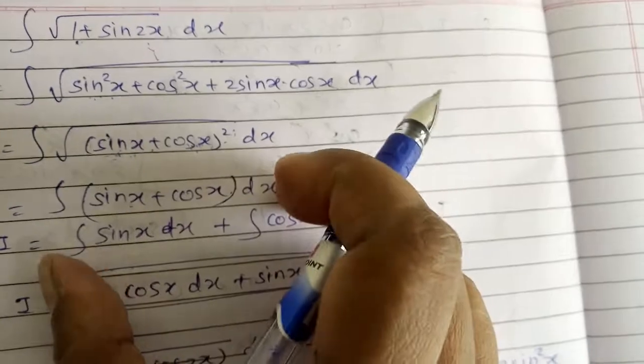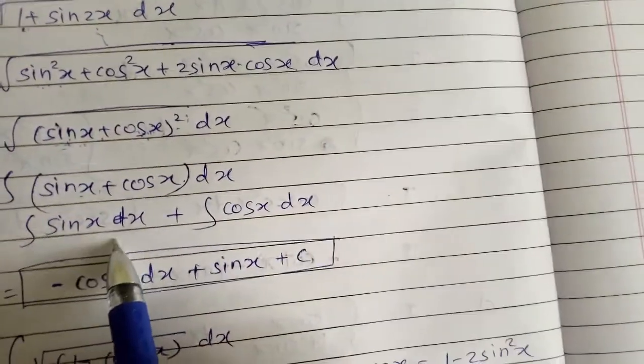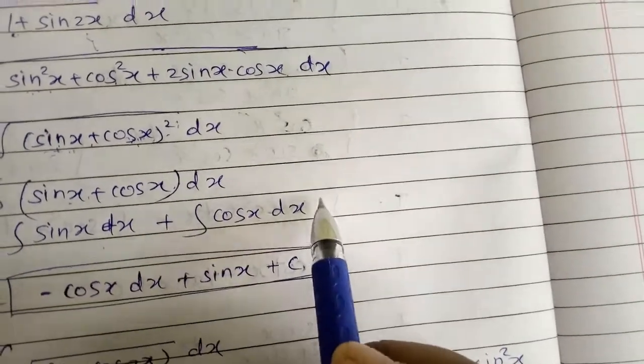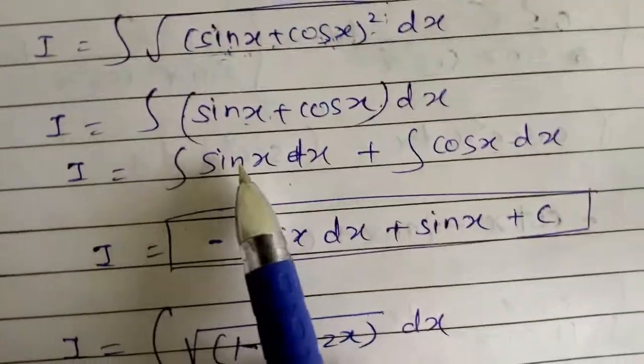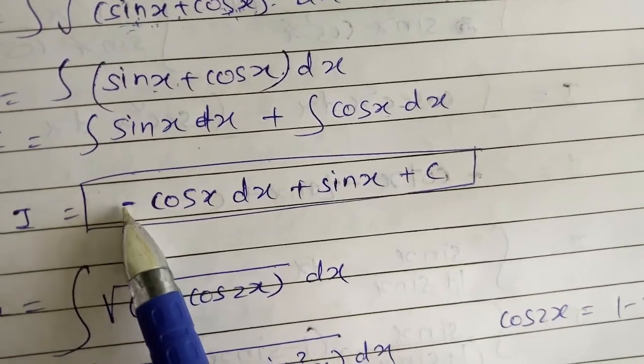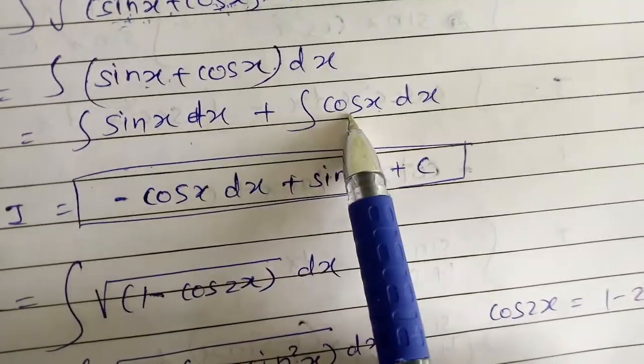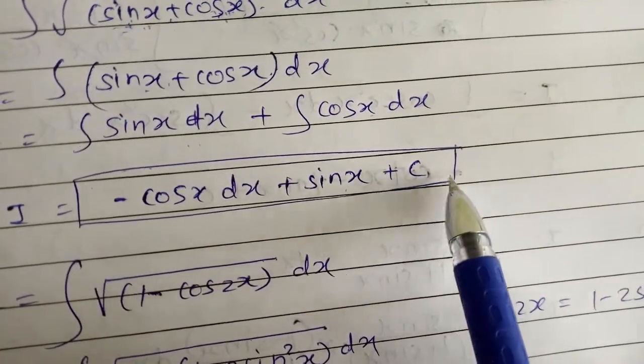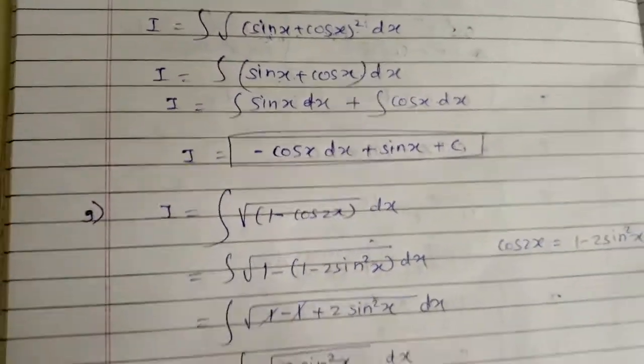Now we are going to separate these terms. So integration of sin x dx plus integration of cos x dx. The integration of sin x is cos x, but since the answer is in terms of cos, here we have to write down the minus sign, and the integration of cos x is sin x plus c. Now see example number 9.